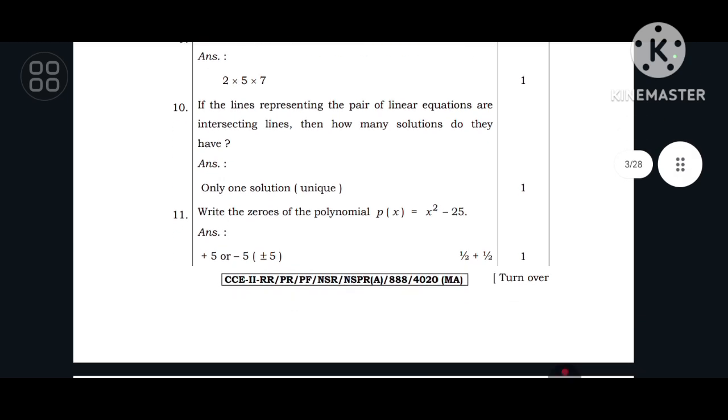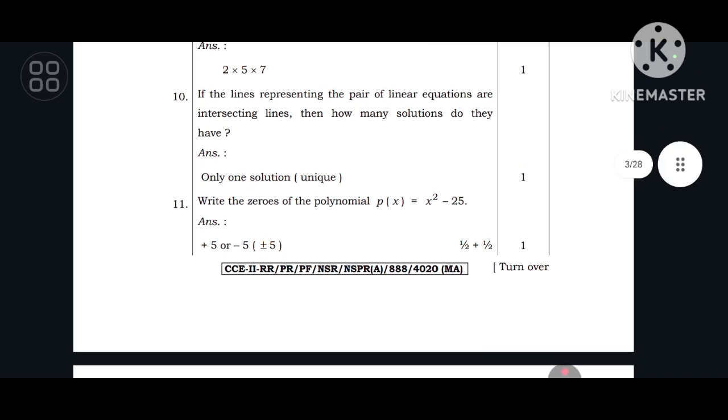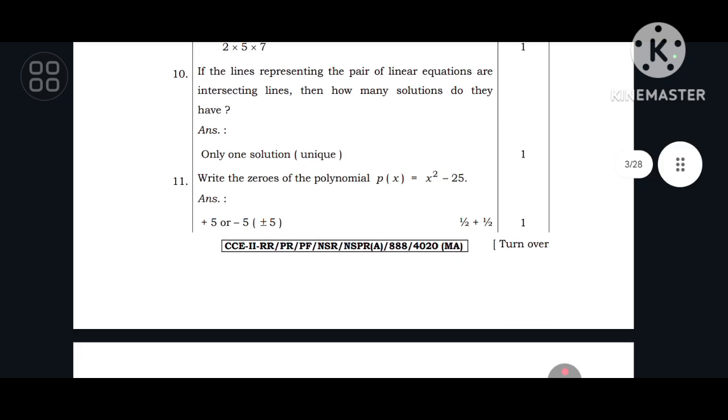And coming to the 10th question, if the lines representing the pair of linear equations, this is from the pair of linear equations in two variables. As you can see, do intersecting lines have many solutions, or only one solution, a unique solution? You have to answer that intersecting lines have only one solution, as they intersect at a single point.